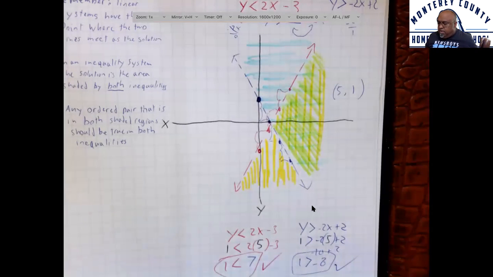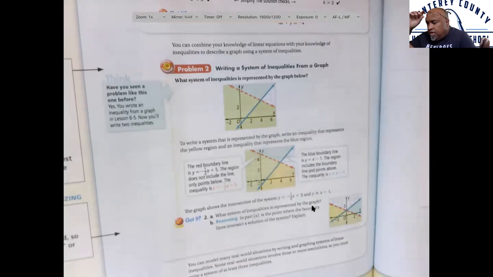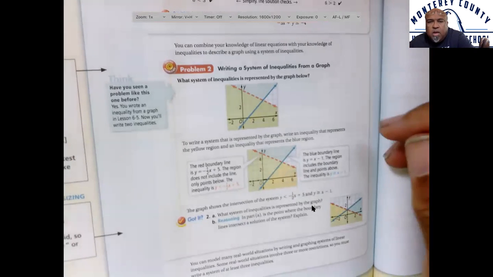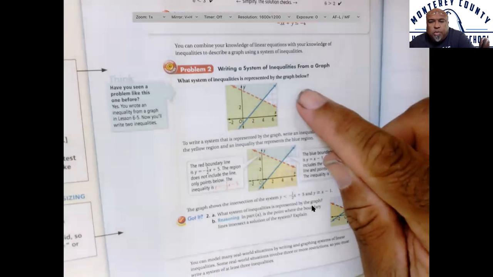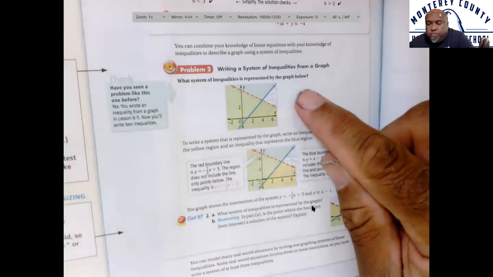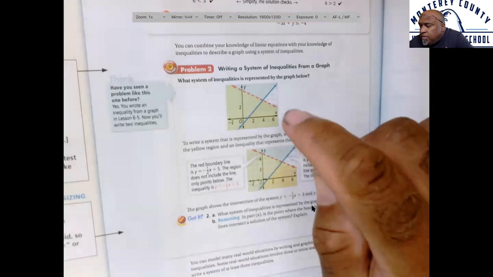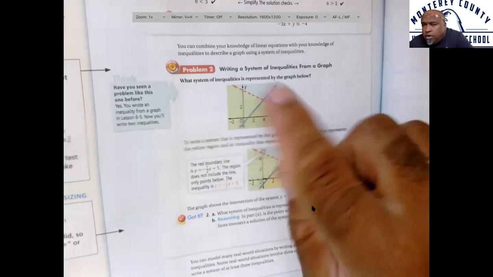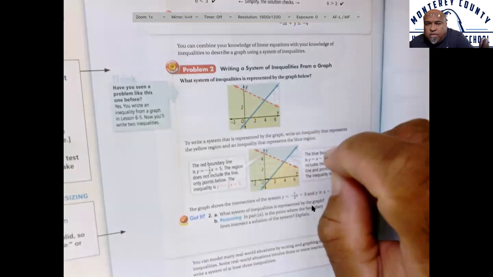Now, I can end the video here, but I just wanted to go over, that was problem 1, by the way, on page 425. I wanted to take a quick look at problem 2 here, just so you can get the idea. So what system of inequalities is represented by the graph below? In this particular one, they did the shading wrong on purpose so that you would have to figure it out.